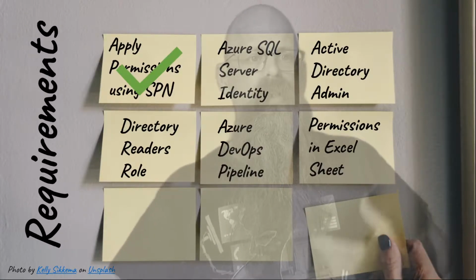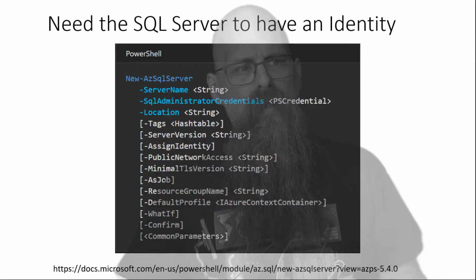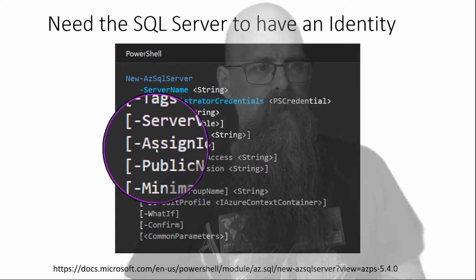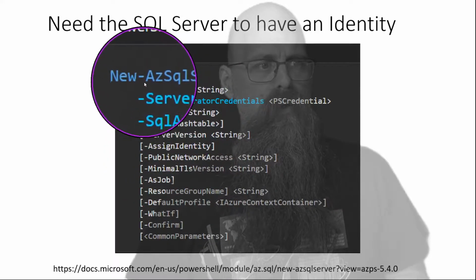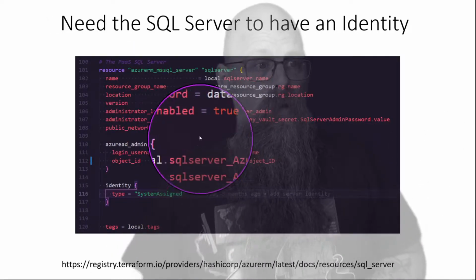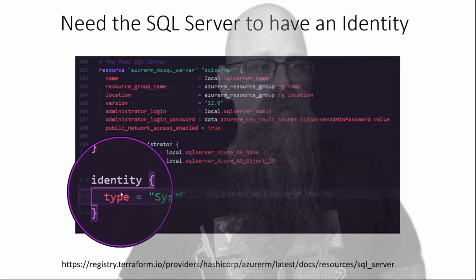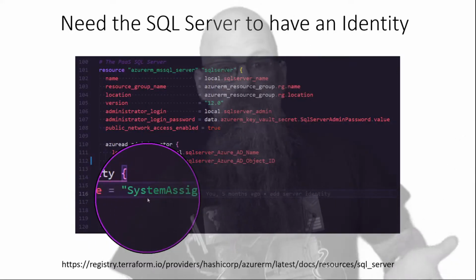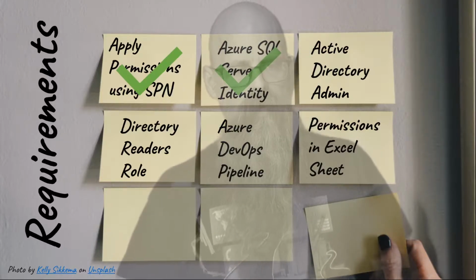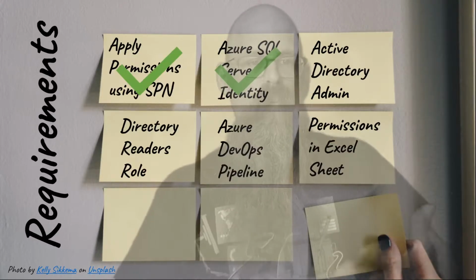The next thing we need to do is assign our Azure SQL Server identity. This can be done when we create our Azure SQL Server, either using the assign identity parameter in New-AzSqlServer, or if you're using Terraform, then in the MS SQL Server resource, there is an identity block. It has a type, system assigned. That's the only type that's available. So that's how we can apply our SQL Server identity, and that's going to give our Azure SQL instance an object within Azure AD.